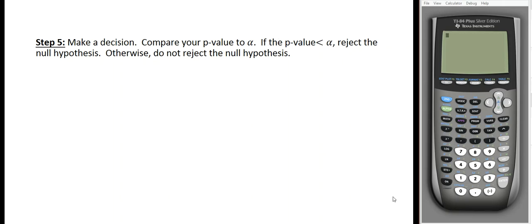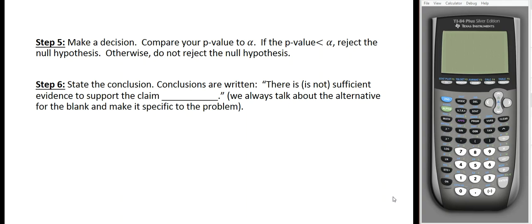And then once we make a decision, we can just state the conclusion. Remember that conclusions are written, there is or is not sufficient evidence to support the claim, and we're always looking at the claim for the alternative. So we want to fill that in specifically to what the question is talking about.